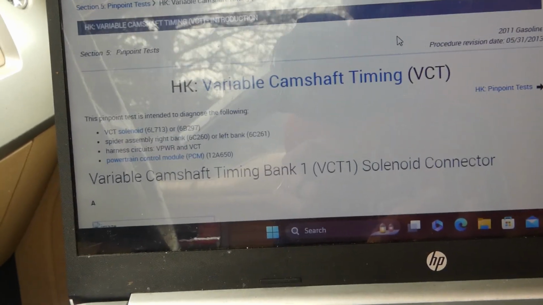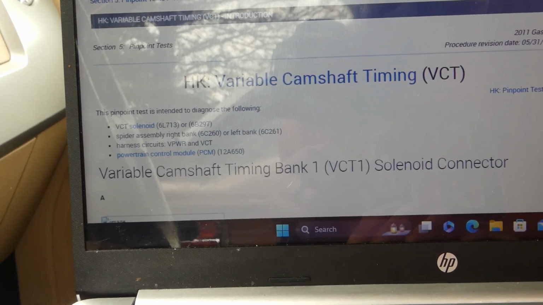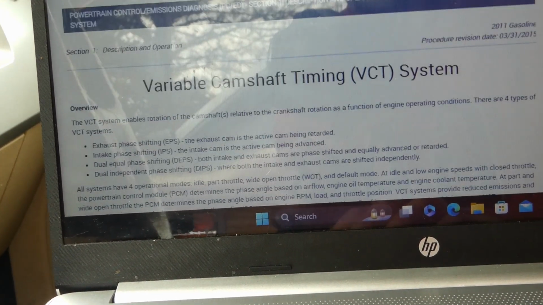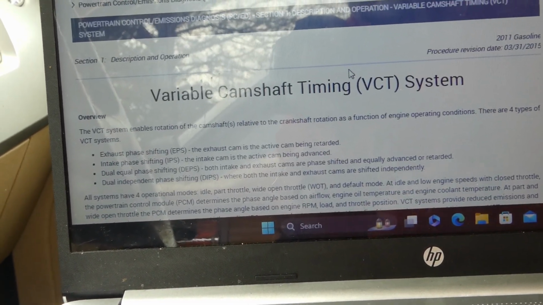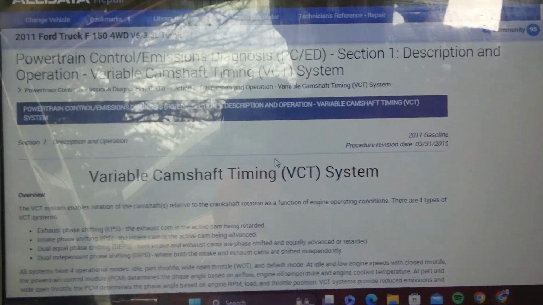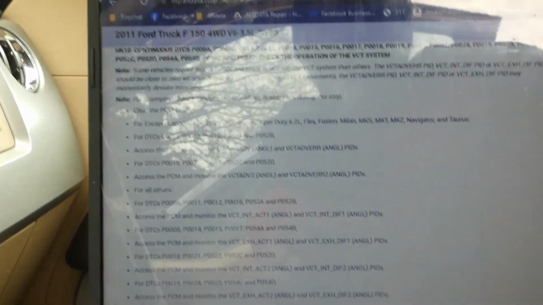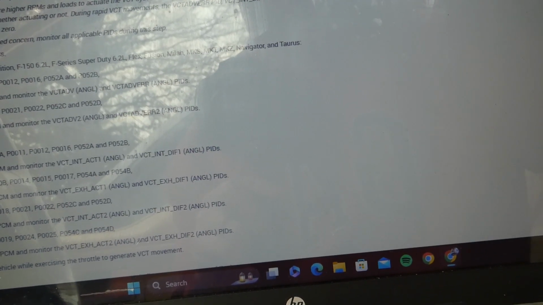This is a variable reluctance sensor, so it only has 2 wires. It creates its own voltage. If there was something wrong with that, we would have a circuit code. So I don't believe there's anything wrong with the sensor itself or the wiring integrity. Of course, we will check that out.